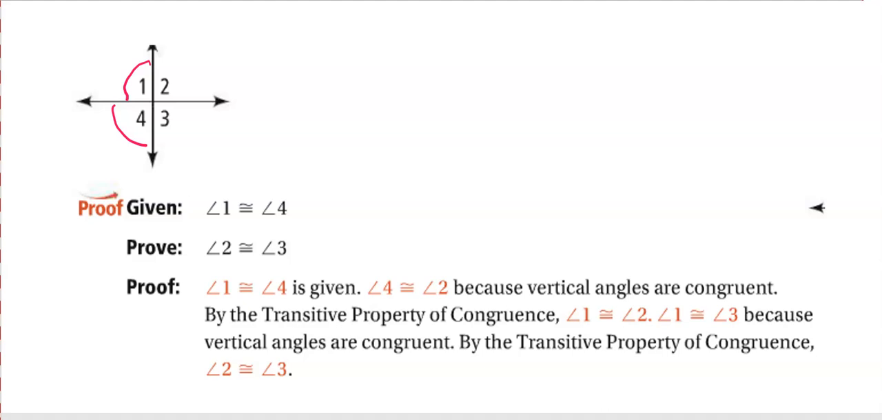Angle 1 is congruent to angle 4 is given. Angle 4 is congruent to angle 2 because vertical angles are congruent. By the transitive property of congruence, angle 1 is congruent to angle 2. Angle 1 is congruent to angle 3 because vertical angles are congruent. By the transitive property of congruence, angle 2 is congruent to angle 3. Totally different style than what I said, both equally fine. That's why paragraph proofs are hard, because no two people write them exactly the same.